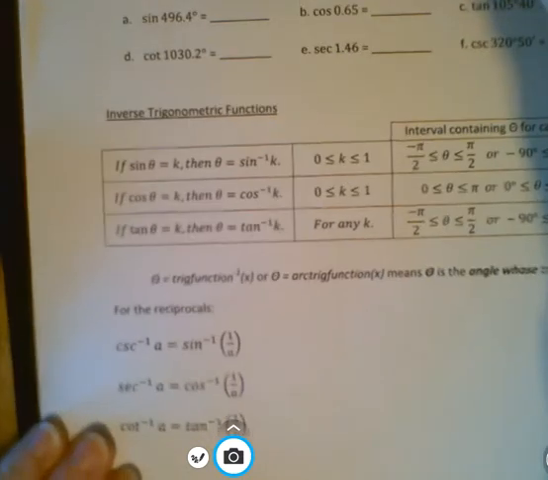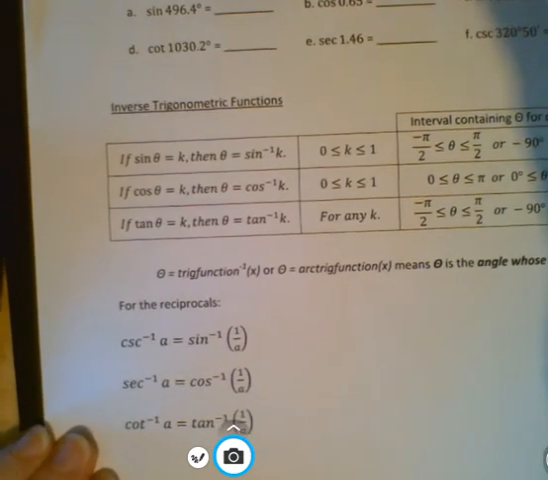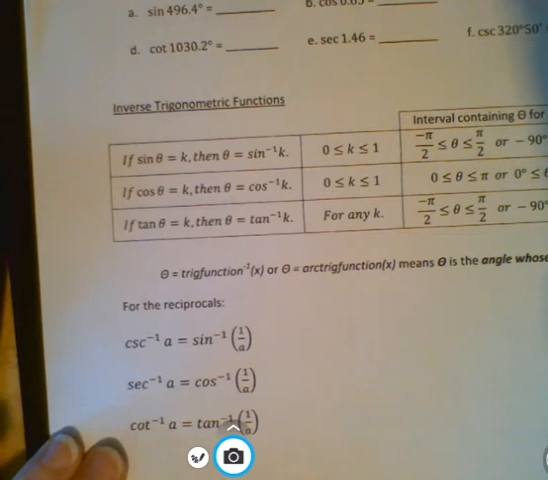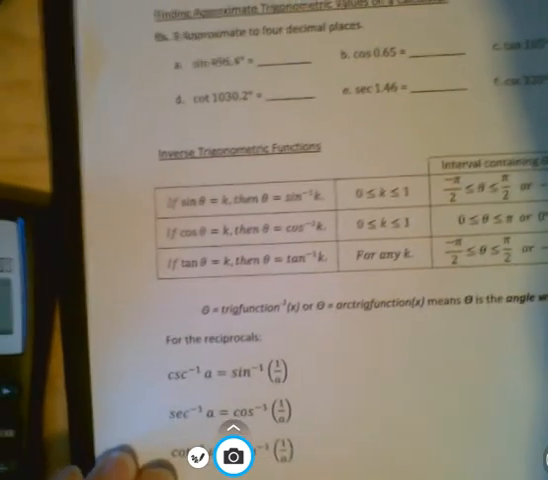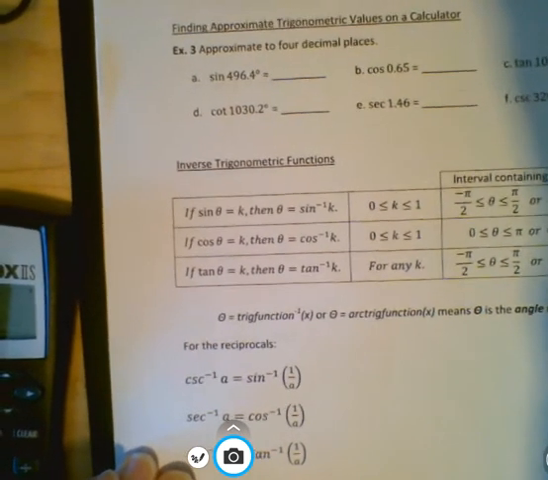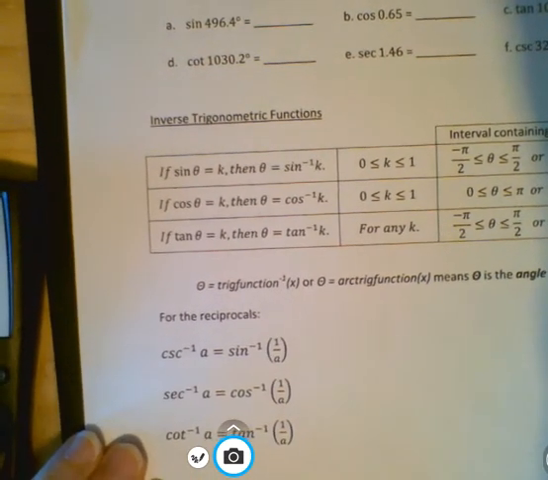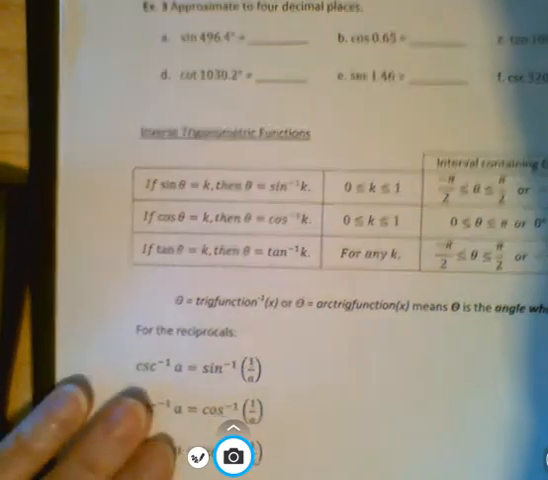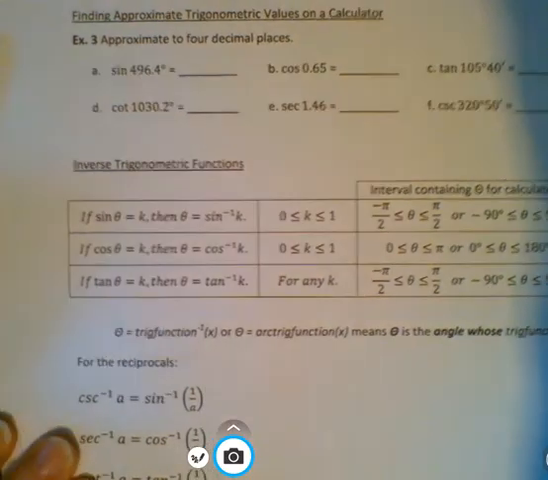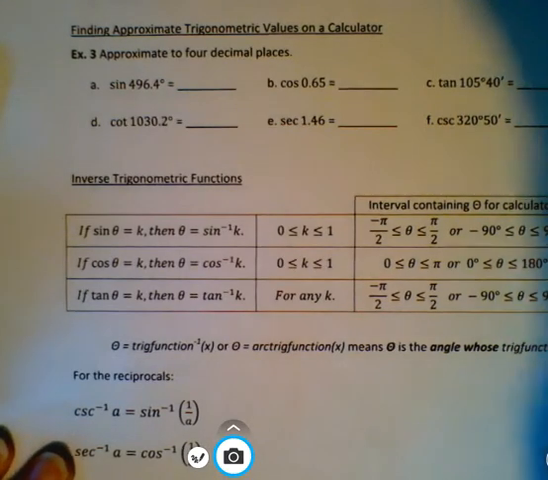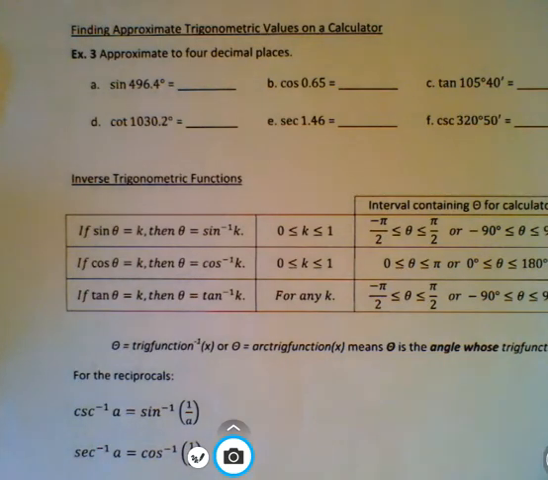Okay, this is part 3 of section 5.4. At the end of our last section, I left you 2 problems to do, part E and F of example 2, for you to do on your own. All right, and so now we're looking at example 3, finding approximate trigonometric values on a calculator.